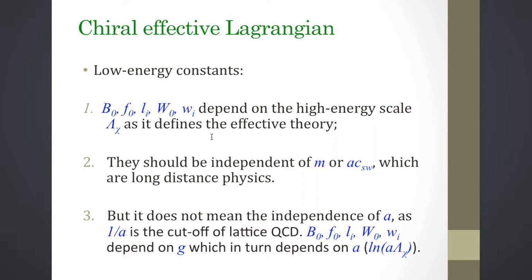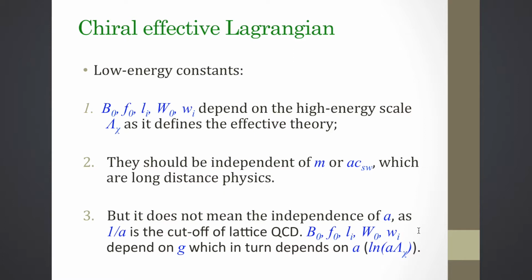However, we should not take for granted that these low energy constants do not depend on lattice spacing a. This is because these low energy constants all depend on the strong coupling g, while the strong coupling g has a dependence on the logarithm of a times the cutoff lambda. Therefore, the low energy constants still acquire a dependence on a, but it's rather weak because it is at most a logarithmic dependence.